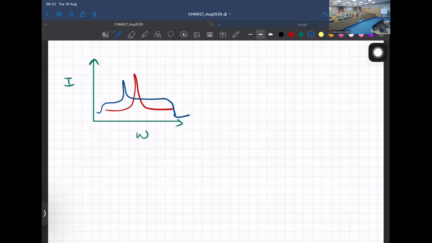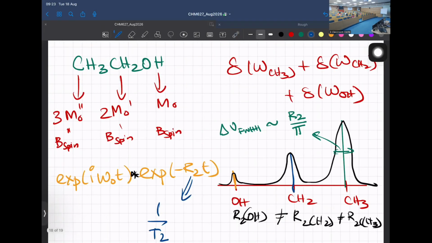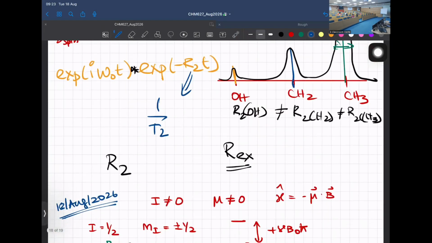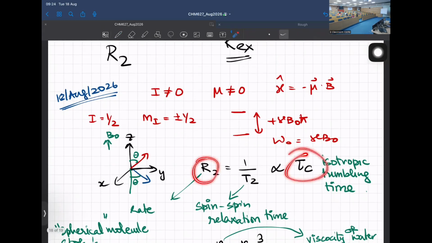Does the tumbling have any effect on T2? Yes, it does. That's what I was explaining for the last 10 minutes. Please listen to the lecture again. Okay, R2 is proportional to tau c, and I was explaining how tau c affects it. If tau c is affected, R2 gets affected, and so T2 gets affected.